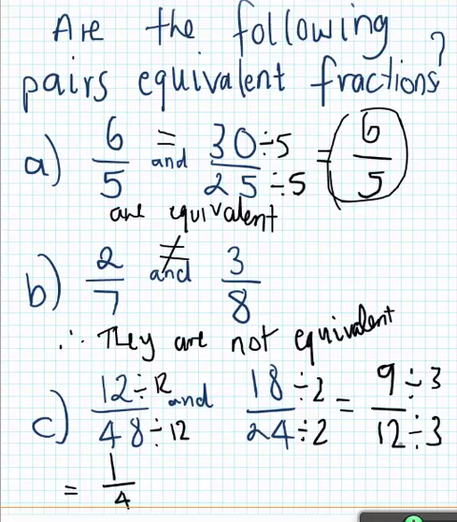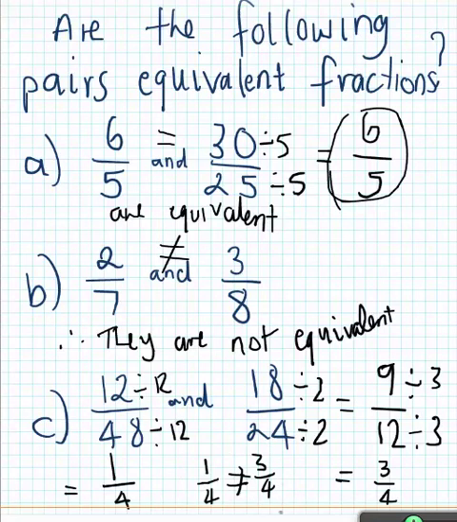So this fraction here hasn't been simplified all the way yet. So just be careful. And then 9 divided by 3 is 3, and 12 divided by 3 is 4. And now I can see I can't go any more. Let's have a look. I've got 1 over 4 and 3 over 4. Yes, they have the same denominators, but we can see they're different fractions. So we can say 1 quarter and 3 quarters are not equal. Make sure you do the equal sign with the dash if you're using that. They are not equivalent. So that should have been your final answer.